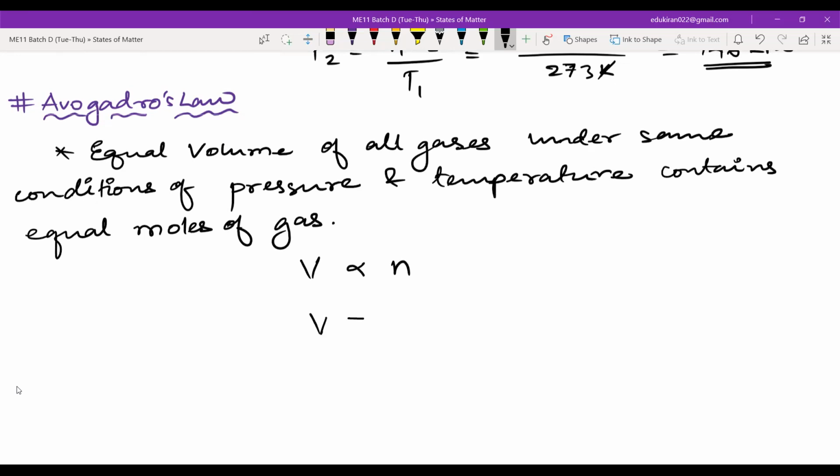And hence we can write volume is equal to K4 into number of moles. But please remember that if I increase the volume now, then the number of moles will not increase. So volume is directly proportional to number of moles. Number of moles is not directly proportional to volume.